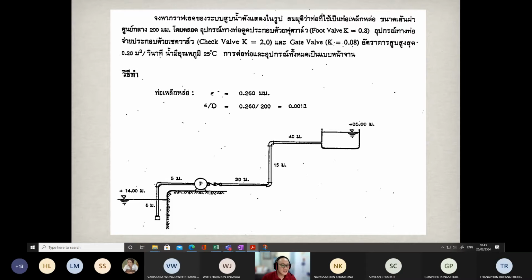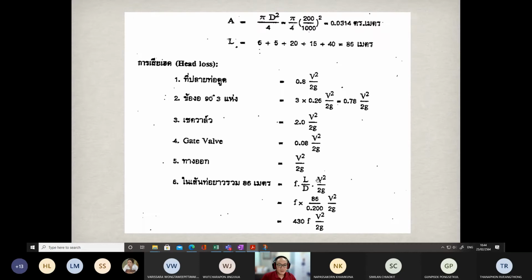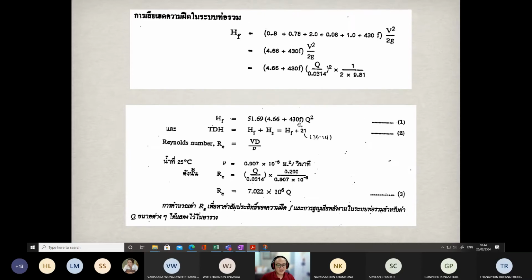Why do we need to use the check valve? The check valve helps to prevent the liquid from moving back into the lower reservoir, or into the suction pipe again. So this will help prevent the water from moving back to the suction pipe. Our system is something like this, and then we need to determine the minor loss and the major loss, and express the TDH in terms of the friction factors and Q.